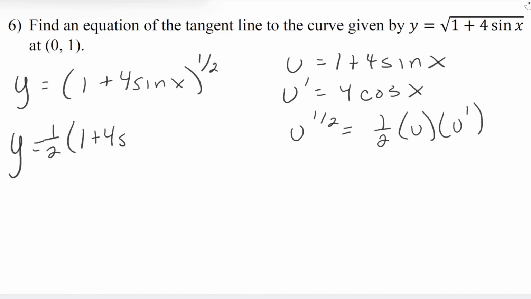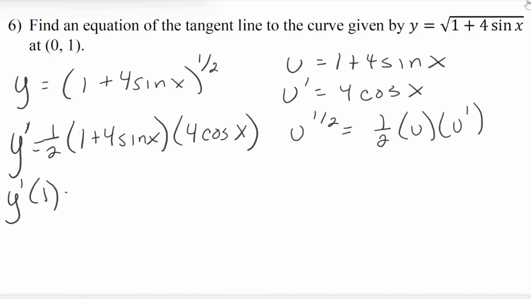So I've got 1/2 times 1 plus 4 sine of x times 4 cosine of x. So again, I don't have to simplify this problem down. I can just plug in 1 and see what I get. So I have 1/2. Sine of 0 is 0, so that's just 1. Cosine of 0 is 1, so that's 4. So 1/2 times 1 times 4 is 2. So my slope is 2.